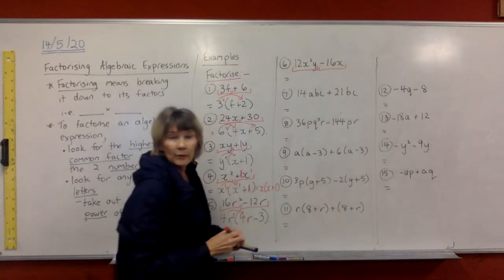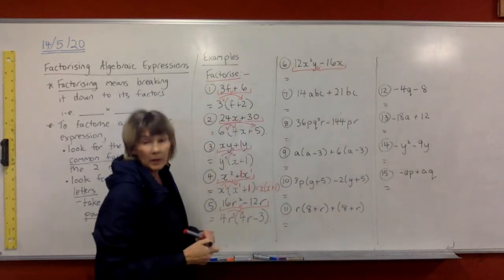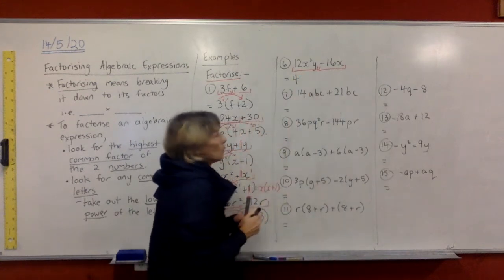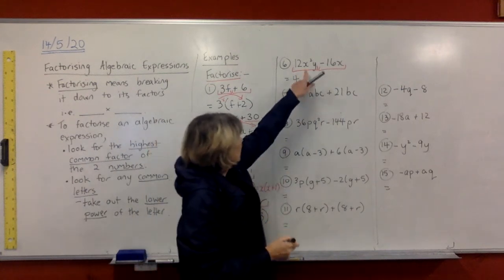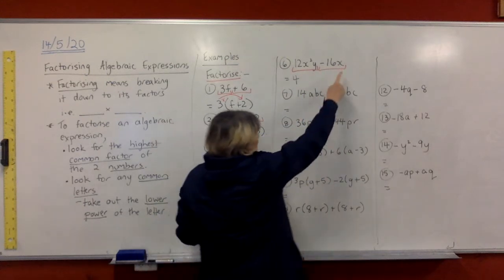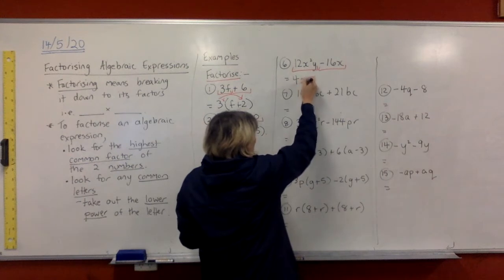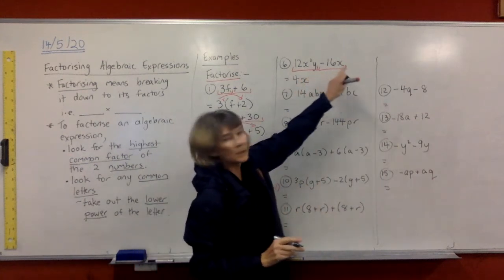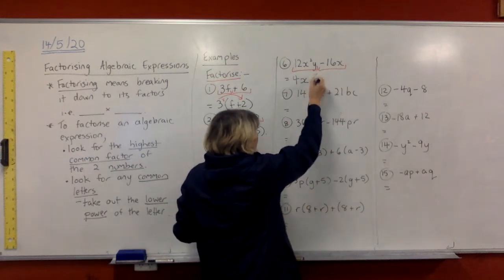So we're looking at 12 and 16 again. The highest number that goes into 12 and 16 is 4. Take it out. Now, any common letters? Yes, we've got X's in both of them. Take out the lower power. So we're taking out the lower power, x to the power of 1. And that's all that's common. This has got a y, but this doesn't, so that's not common.